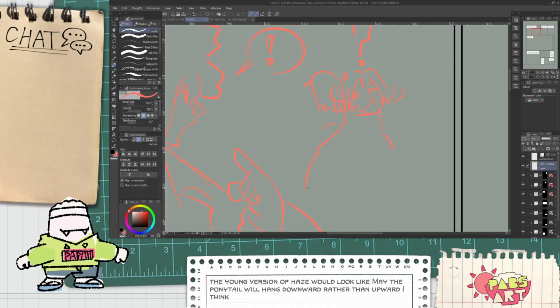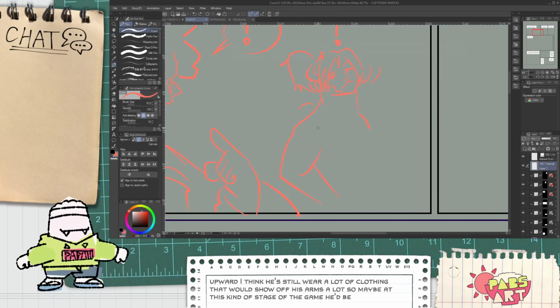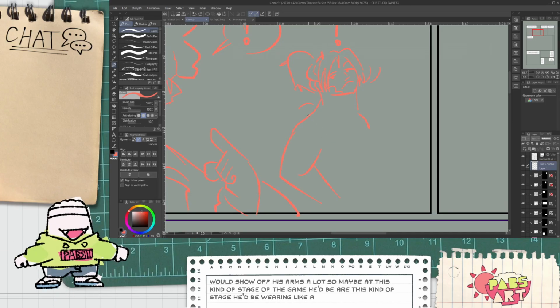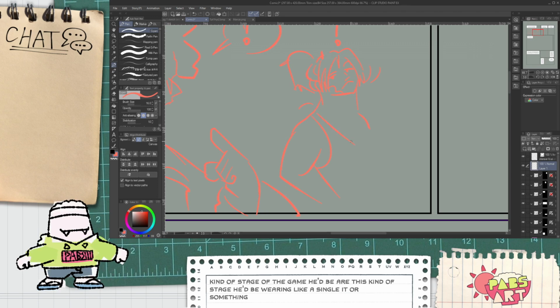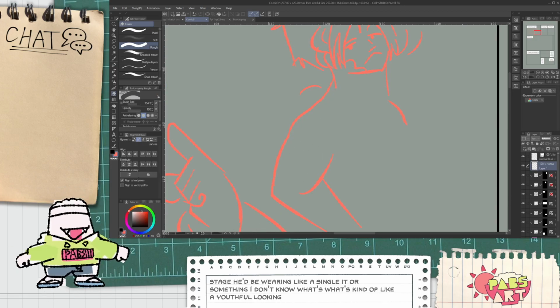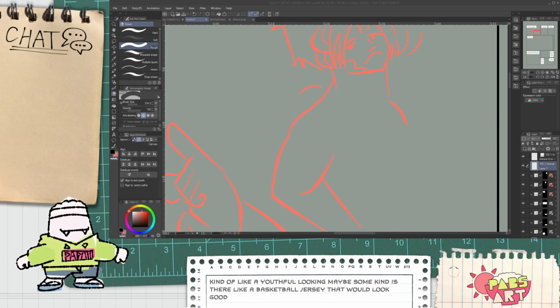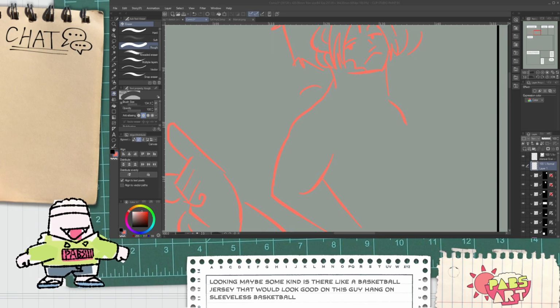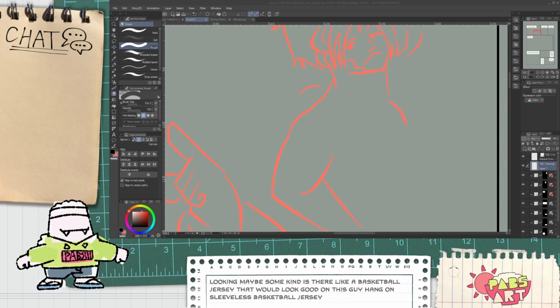I think he'd still wear a lot of clothing that would show off his arms a lot. So maybe at this stage, he'd be wearing like a singlet or something. I don't know. What's kind of youthful looking? Is there like a basketball jersey that would look good on this guy? Hang on, sleeveless basketball jersey. Oh yeah, these totally exist. They look a little bit different than I expected though. But I can work with this.